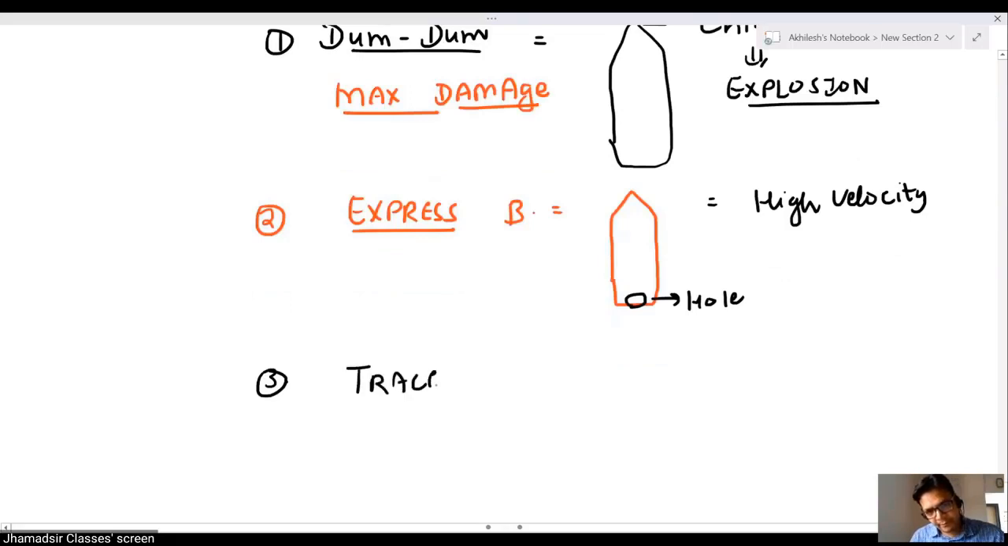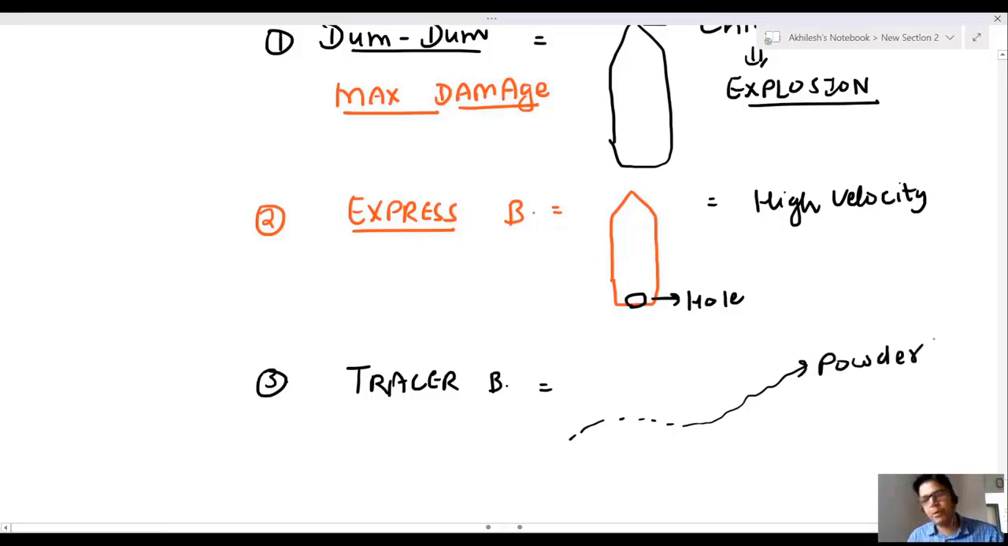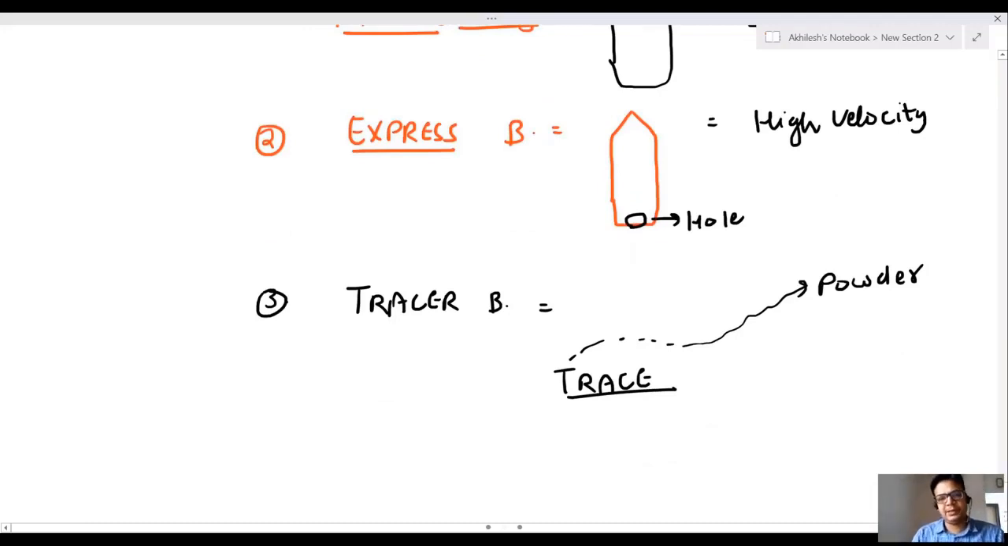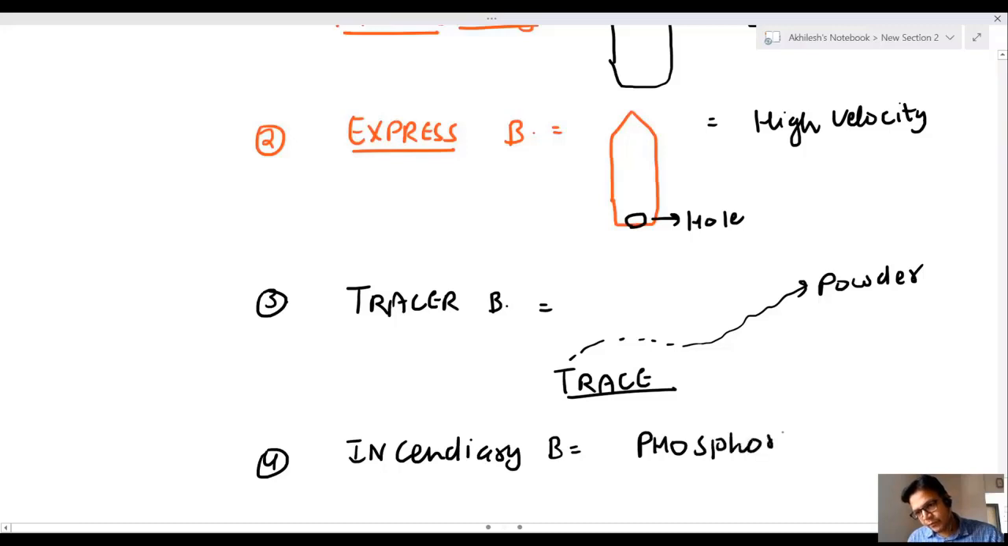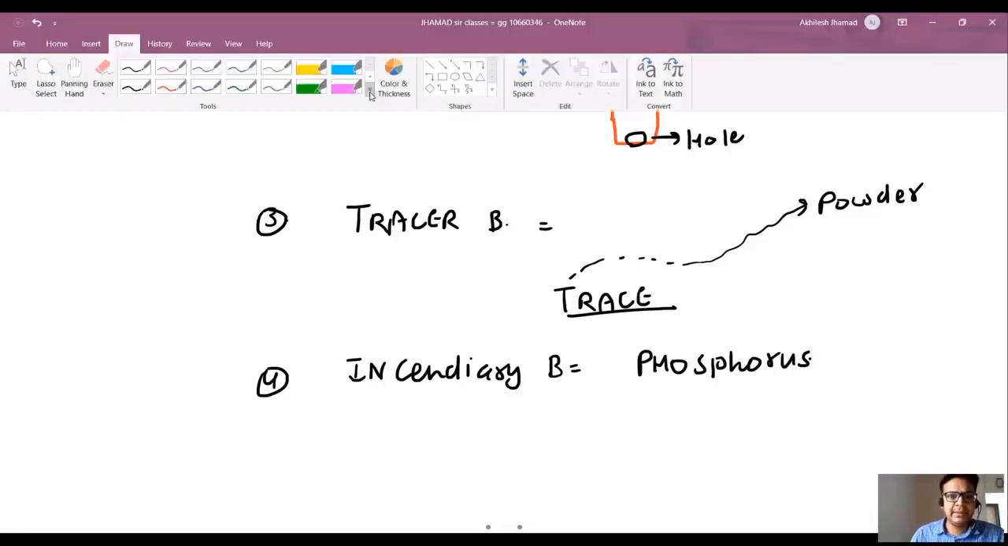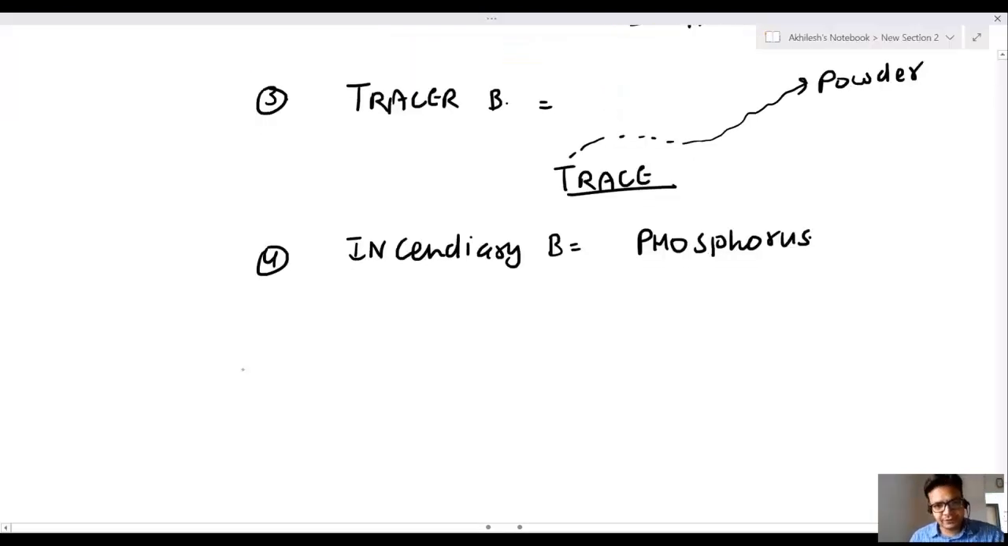Tracer bullet. As the name suggests, wherever it goes, it liberates powder, so we are able to trace it. This is a tracer bullet. Incendiary bullet contains phosphorus. The express bullet contains a hole in the base, so it has the highest velocity. Tracer bullet, we can trace it because it liberates powder. Incendiary bullet contains phosphorus.